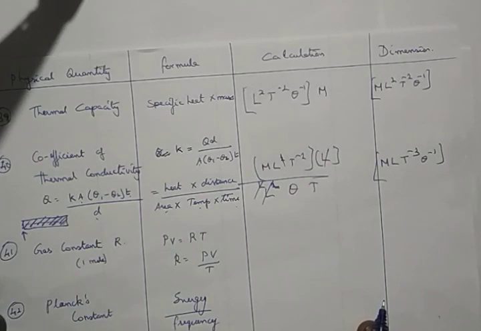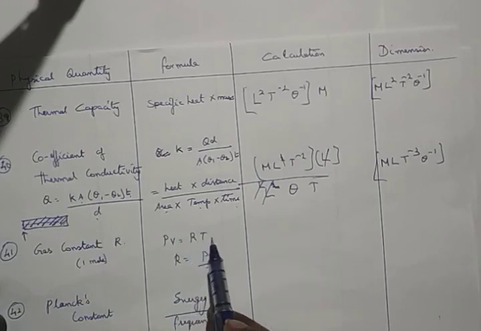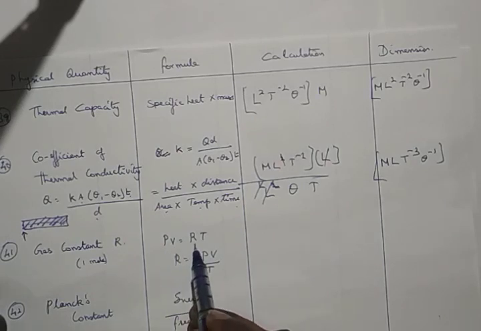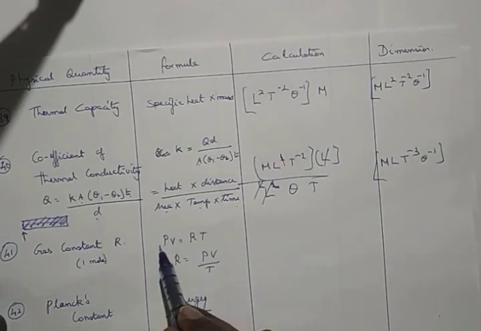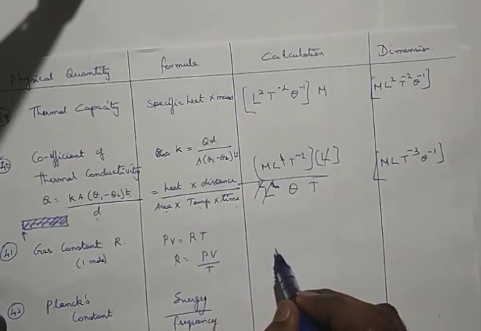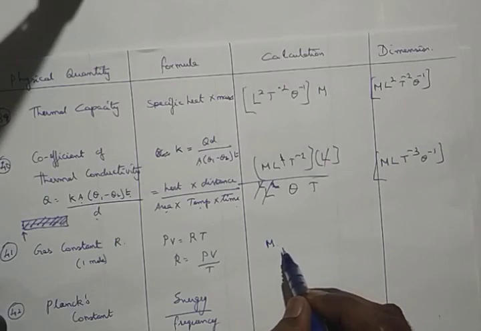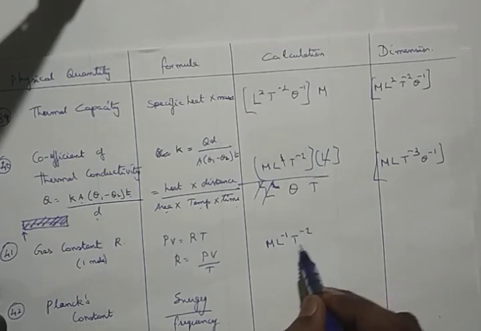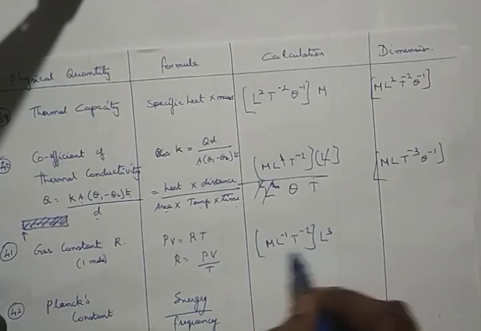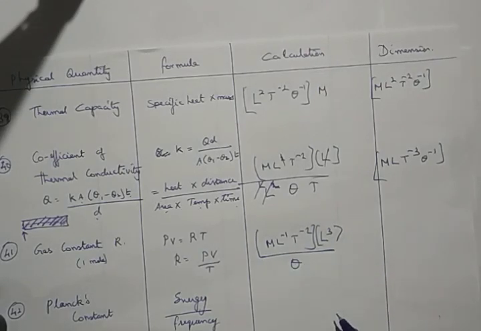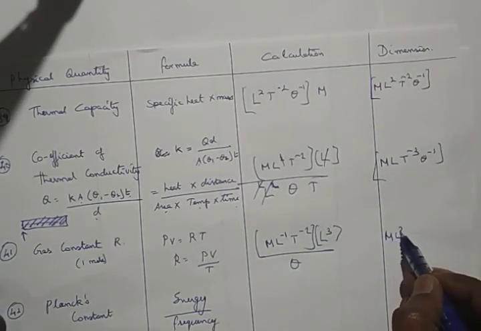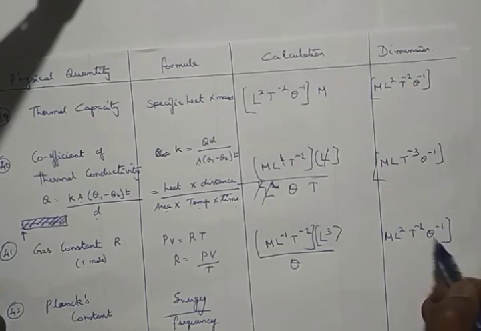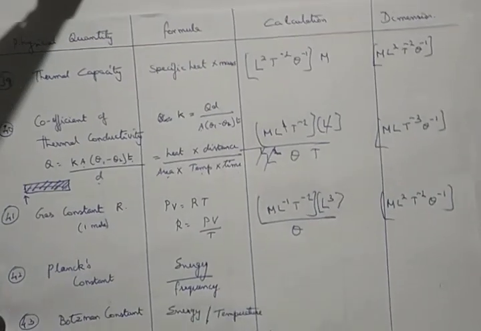The next formula is gas constant. Gas constant comes under the formula PV is equal to RT. This is for a standard quantity of 1 mole. Pressure, volume, gas constant and temperature. So R is equal to PV upon temperature. We already know the formula for pressure, M L minus 1 T minus 2, into volume, which is L cube, and temperature is theta. So putting together you get M L2 T minus 2 theta minus 1. This will be the formula for gas constant.